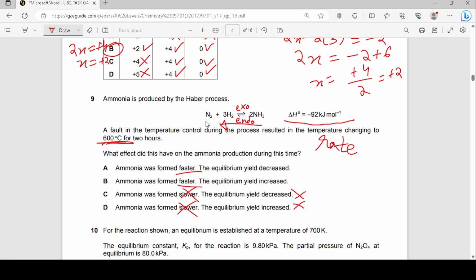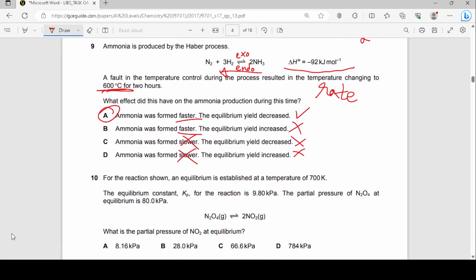The endothermic reaction will absorb the extra heat, right? And so you will re-establish the equilibrium. Therefore, if the temperature increases, the backward reaction is favored, which means that there will be less ammonia, and so the equilibrium yield of ammonia will decrease. Okay, so what does that mean? That means the correct answer is A. All right, now let's go to the next question.